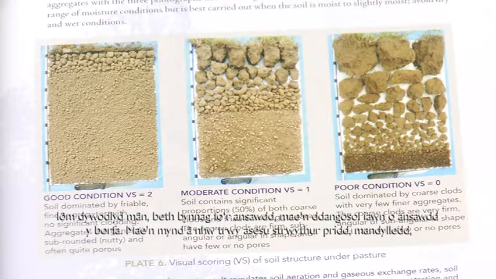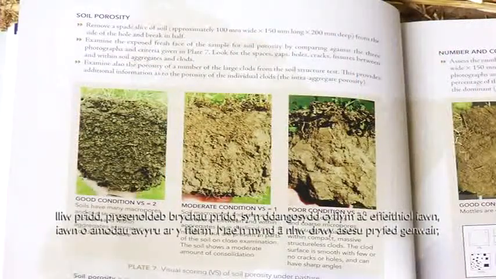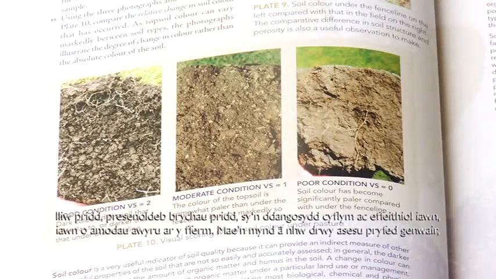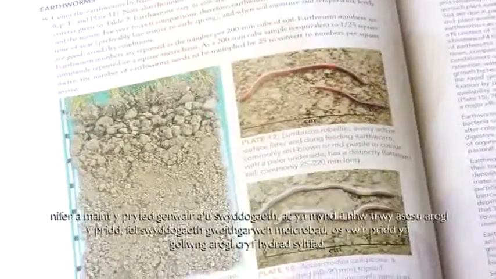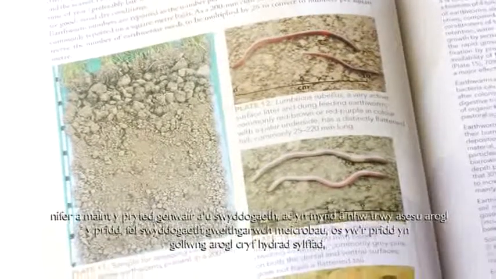It takes them through assessing soil structure, soil porosity, soil colour, the presence of soil mottles, which is a very, very quick and effective indicator of aeration conditions of the farm. It takes them through assessing earthworms, the number, the size, earthworms and their functionality.